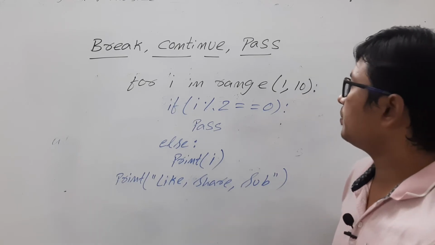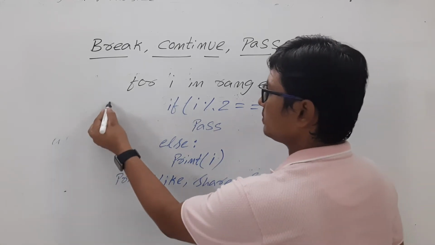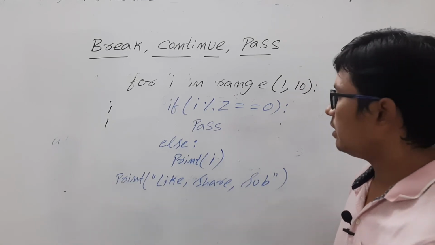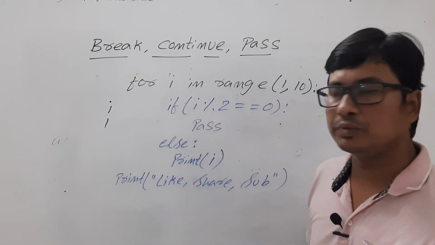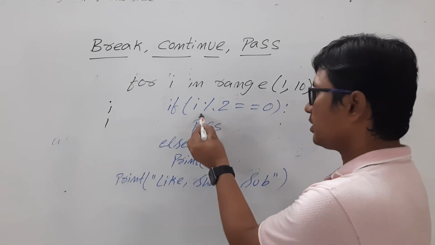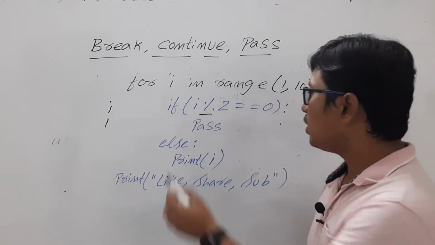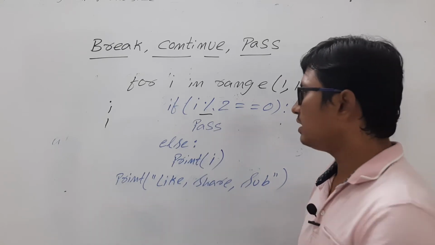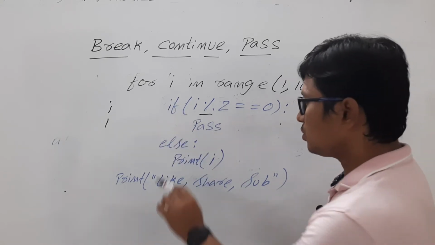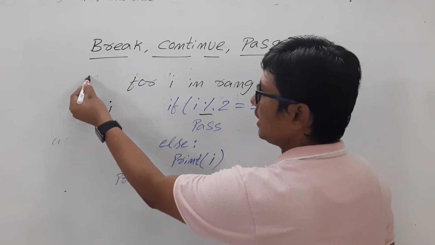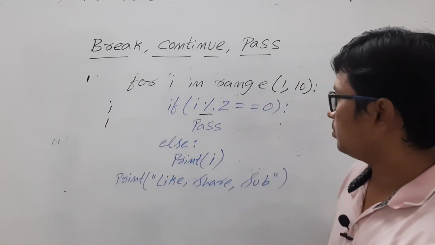Now what will happen? The i value is 1 initially, because the start here is 1 and it will go up to 9. Now 1 modulus 2. What will the modulus operator give? The remainder. 1 modulus 2, the remainder will be 1. Is 1 equal to 0? No, the condition will be false. So it will go to the else block and execute print(i). So 1 will be printed as output.